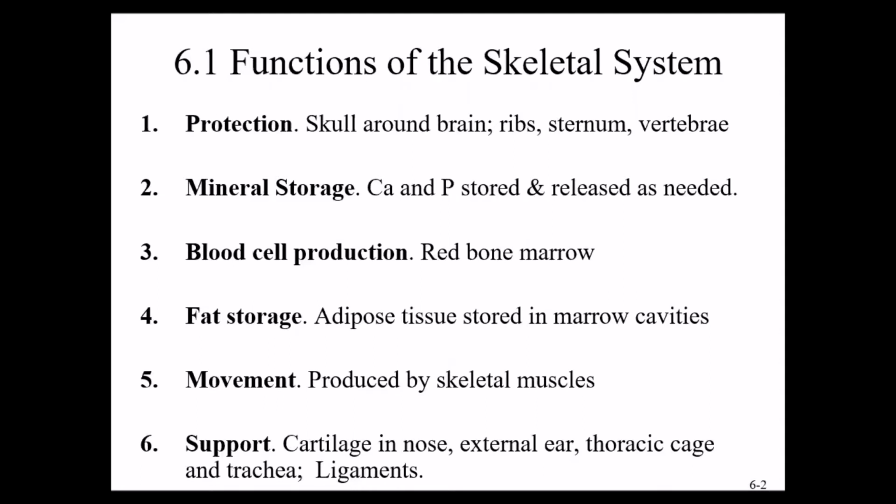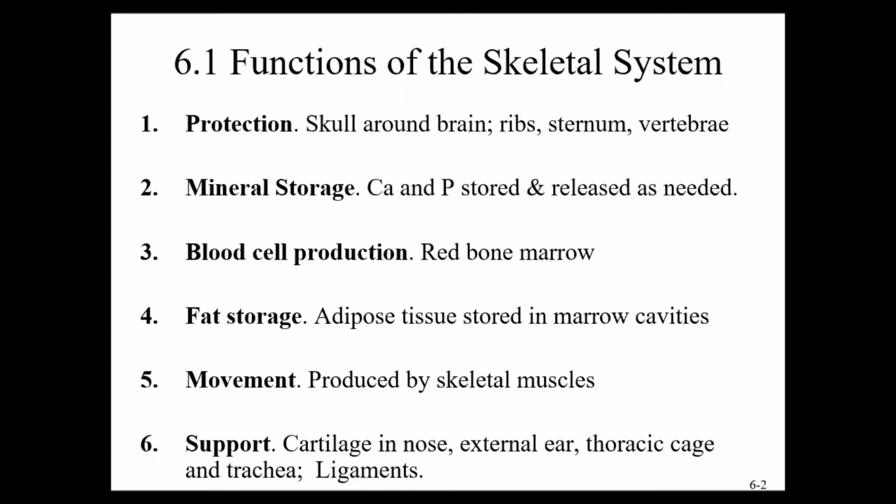The bones are also the site of blood cell production, and so you have what's called red bone marrow that's located inside of your bones, and that's where you find the stem cells or the starting type cells for blood cell production. The bones are also a location for storing some fat, some adipose tissue in some of that area where the bone marrow is located. And then, of course, movement. That's because you have skeletal muscles that are attached to the bones that allow for movement.